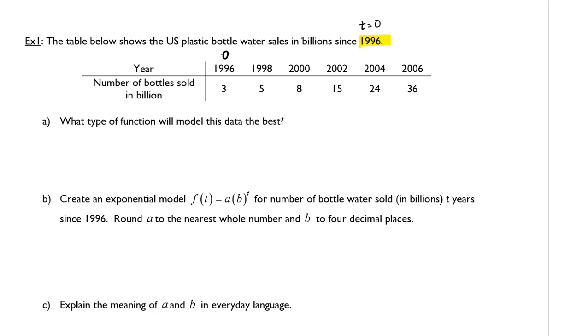So this would be 0. Two years later, we're at 1998. Four years later, we're at year 2000. 2002 would be 6 years later. 2004 would be 8 years later. And 2006 would be 10 years later. So our data is given in specific years, but we start calculating at time 0 in 1996. I hope that makes sense.